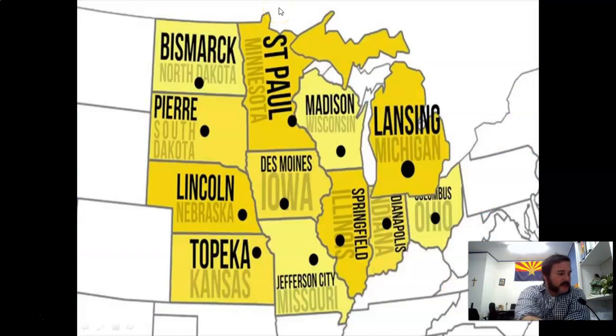This is a map that shows the exact capital cities and the locations of each of the states. We have Columbus, Ohio, and Indianapolis, Indiana, Madison, Wisconsin. Maybe you never heard of these cities: Bismarck, North Dakota, Pierre, South Dakota, Lincoln, Nebraska, Topeka, Kansas. Maybe these cities are not ones you've heard of.